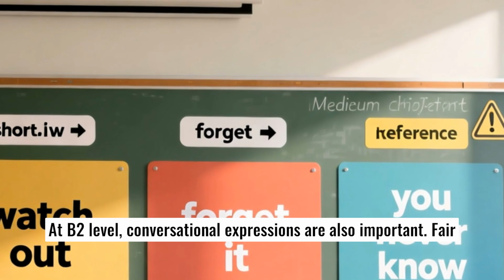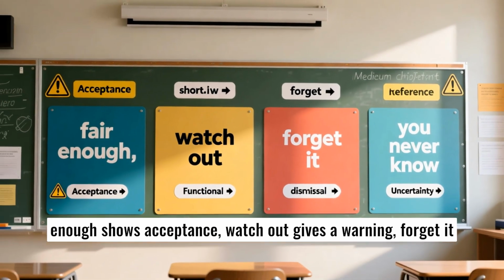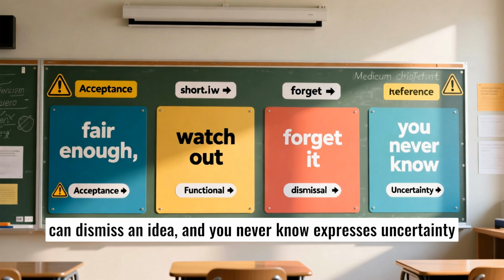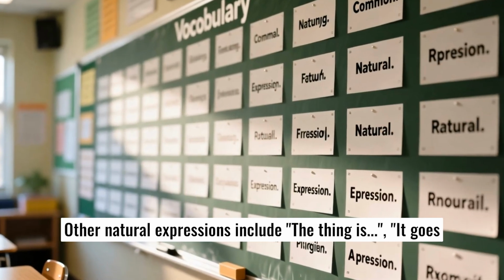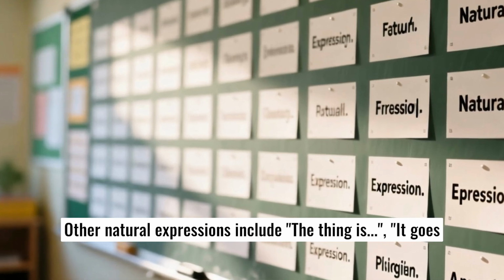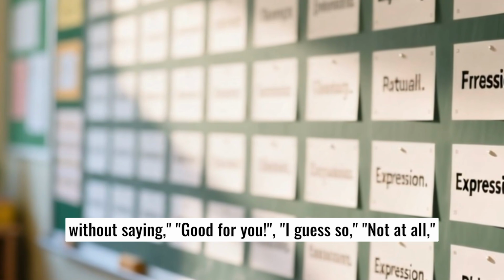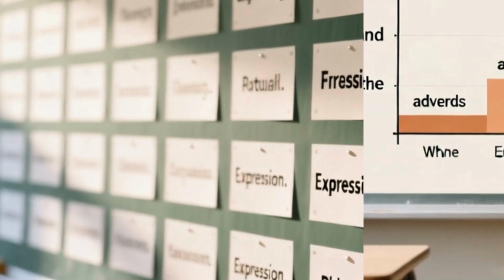At B2 level, conversational expressions are also important. Fair enough shows acceptance, watch out gives a warning, forget it can dismiss an idea, and you never know expresses uncertainty about what may happen. Other natural expressions include the thing is, it goes without saying, good for you, I guess so, not at all, strangely enough, out of nowhere, that's it, and over again.